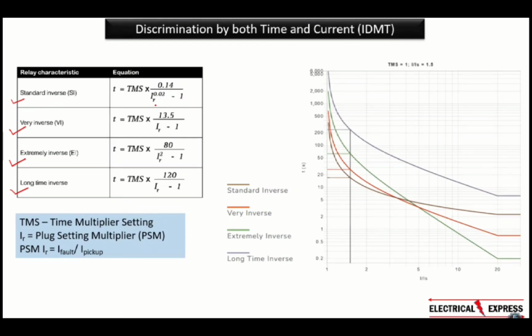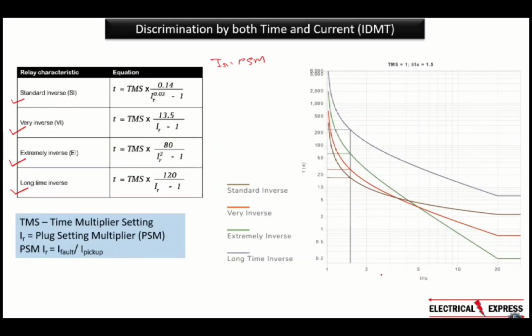So what is IR? That IR is the plug setting multiplier. We also call it PSM, plug setting multiplier. We will try to understand what TMS and PSM are. If we don't understand this, we won't be able to understand overcurrent protection. So IR is the plug setting multiplier. You can see this graph on the right side. That is your time versus plug setting multiplier graph.